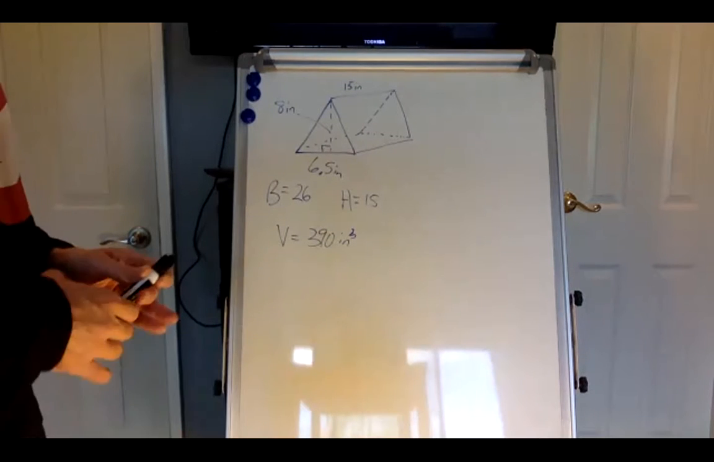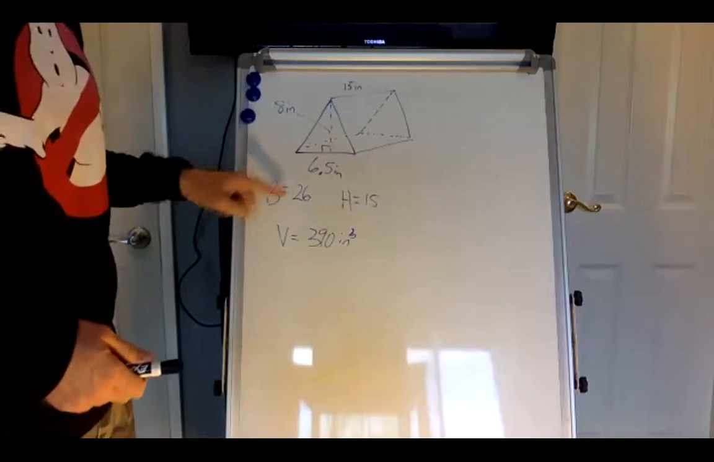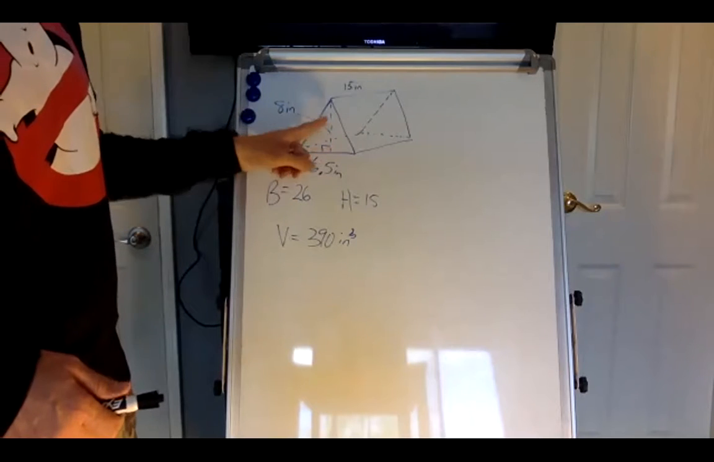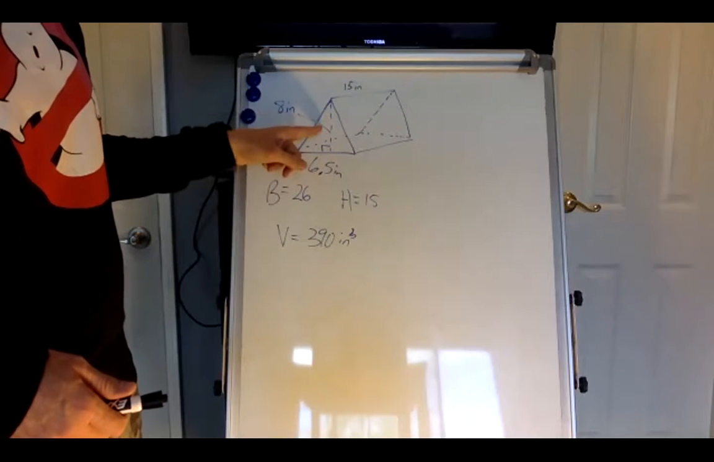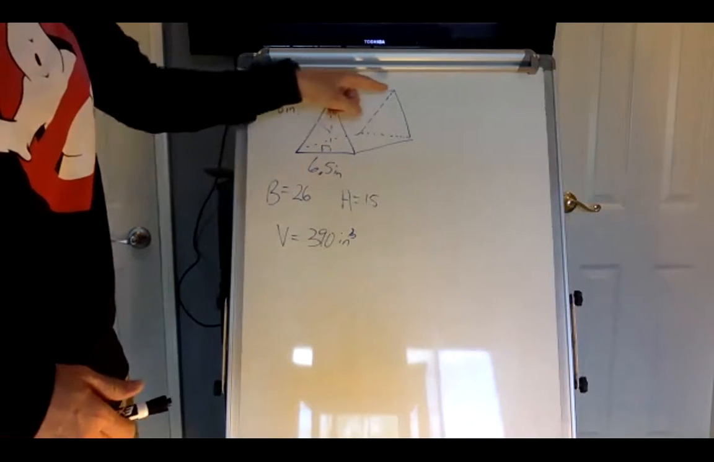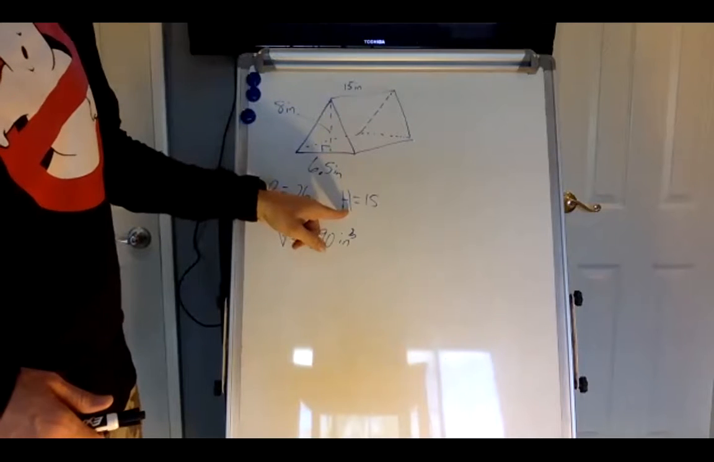So look at what I have. The area of the base is the area of the triangle. The height of the prism connects this triangle to the other triangle. Oh, it's the 15 that does that. So the height of the prism is 15.